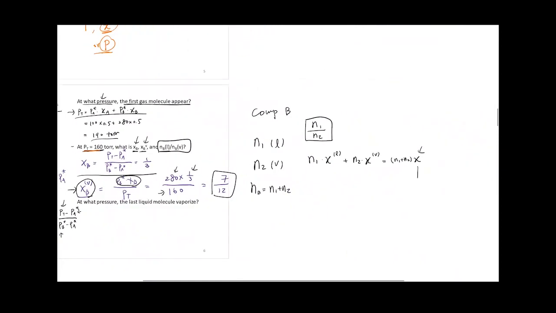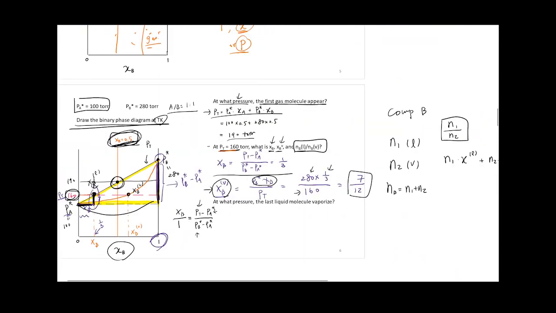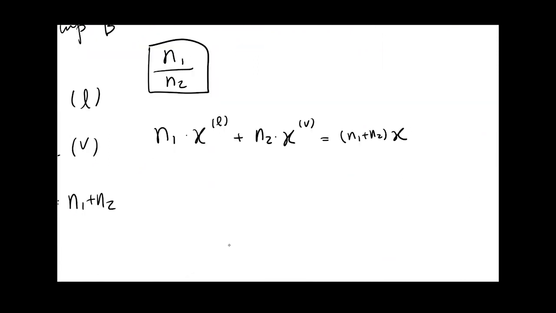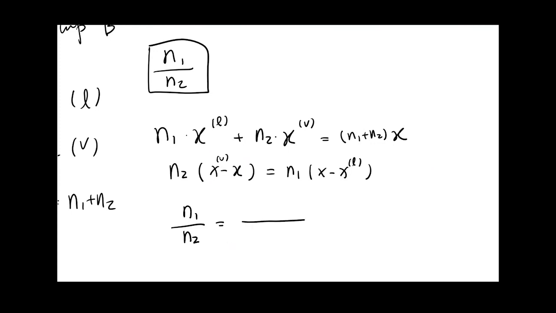So this X is this X. So once you know this, if I put N2 on the left, then it should be XV minus X. And then on the right will be N1 times X minus X in the liquid form. So I know N1 over N2 is going to equal the XV minus X over X minus XL.